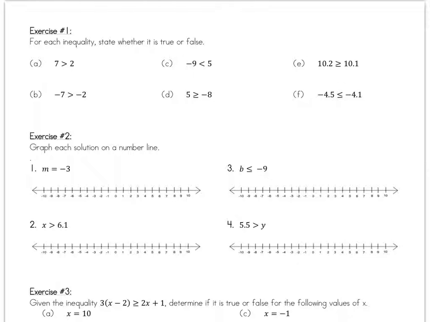Exercise 1 says, for each inequality, state whether it is true or false. So we are just going to read these statements, and I'm going to use T or F. A says, is 7 greater than 2? Yes, that's true. So we're going to put a T.